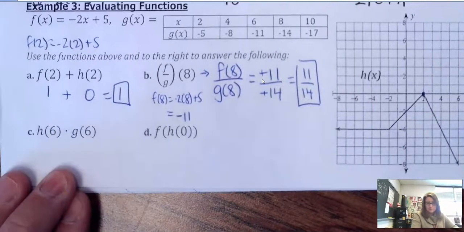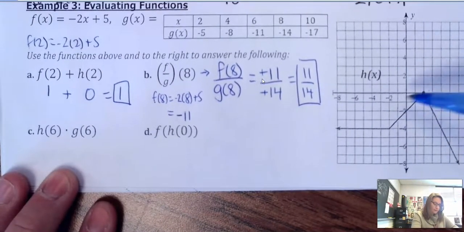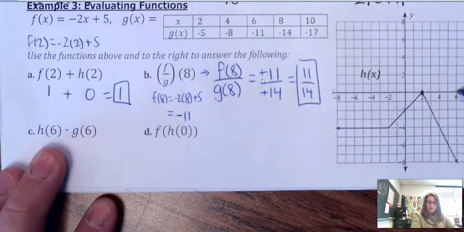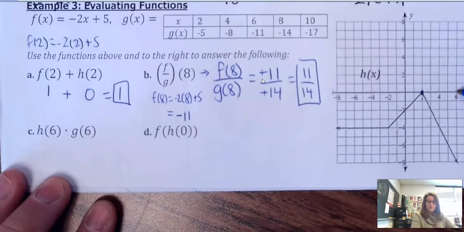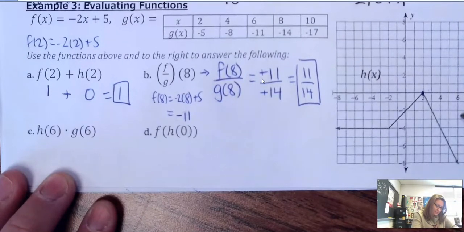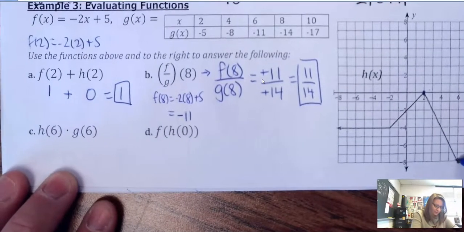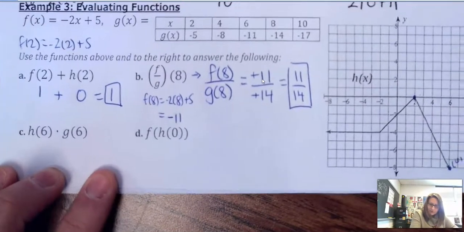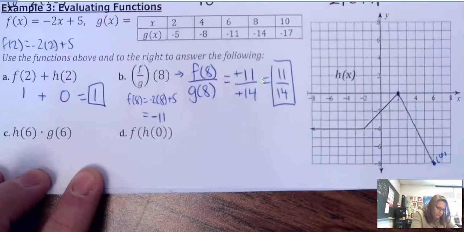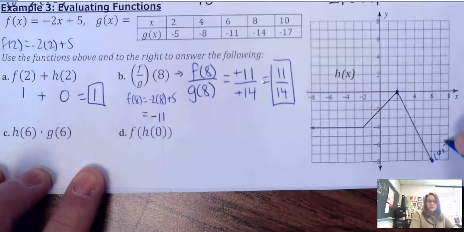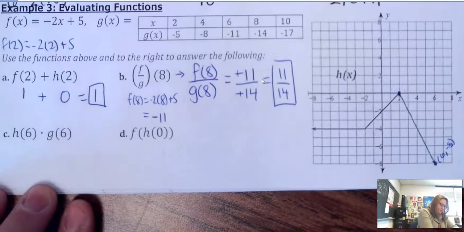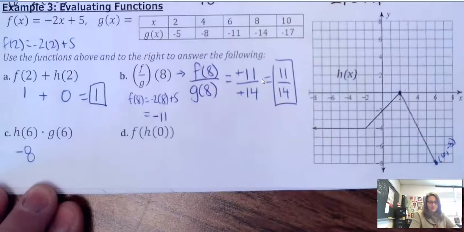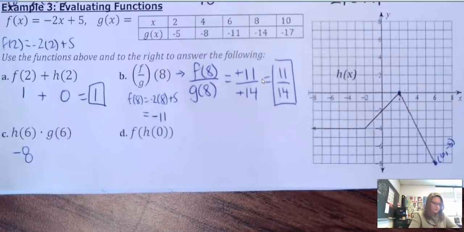All right, the next question says h of 6 times g of 6. So for h of 6, I'm back on the graph. Remember, the number in the parentheses is going to be your x value, and you want to tell me the corresponding y value. So here's 6. In this problem, I have to come down to meet the graph. That's going to go right through that point on the graph, right where the arrow points. So on the graph, that looks like it's the point (6, negative 8). So if x is 6 here, the y-coordinate at that point, or the output value, is negative 8. So that's what I want to sub in there.